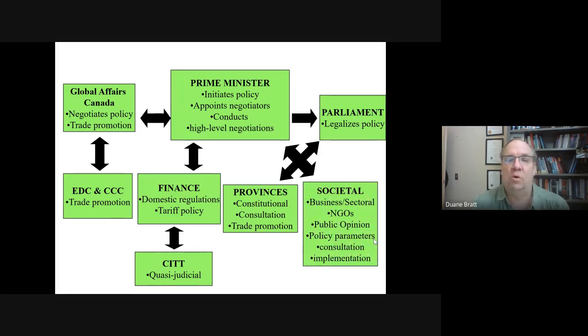And then there's a whole host of societal groups. These could be business groups. These could be non-governmental organizations. We can look at the role that public opinion plays, both in setting up parameters around trade policy, consultation around trade policy, and especially the implementation of trade policy. So this is a bare bones sketch of the major actors. Now we'll go into a bit more detail on all of them.